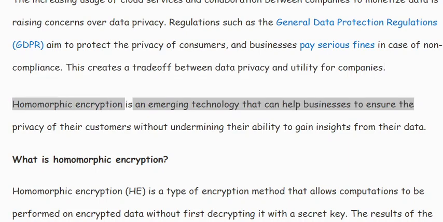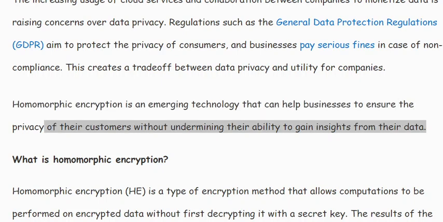Homomorphic encryption is an emerging technology that can help businesses to ensure the privacy of their customers without undermining their ability to gain insights from their data.